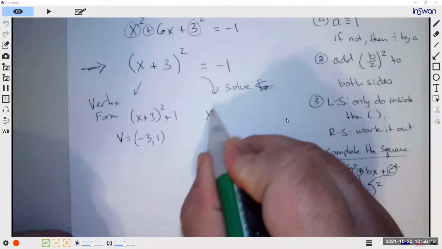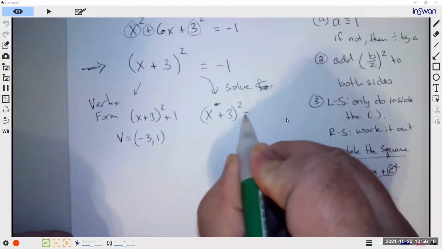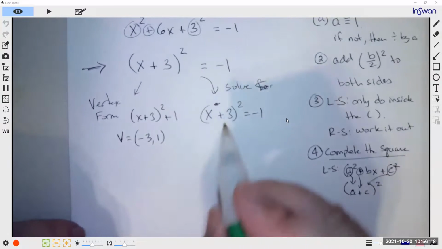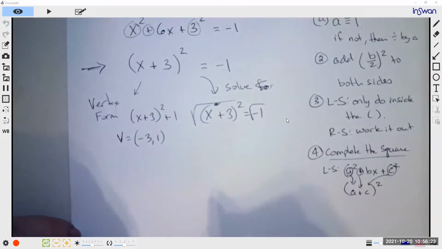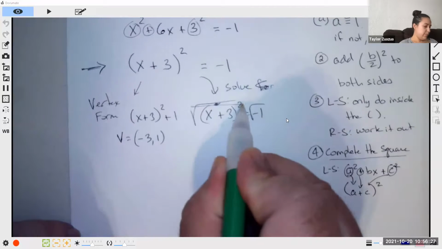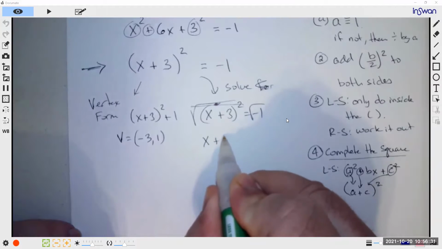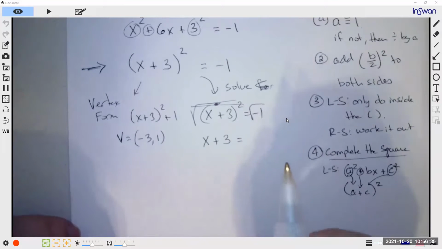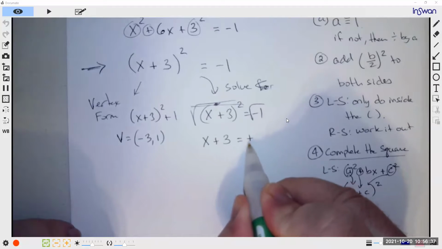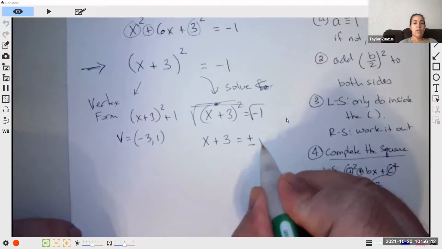So here, we're solving for x. First off, we have to square root both sides. The square and the square root cancel out. Remember, whenever you square root something that's squared, the other side is plus or minus.